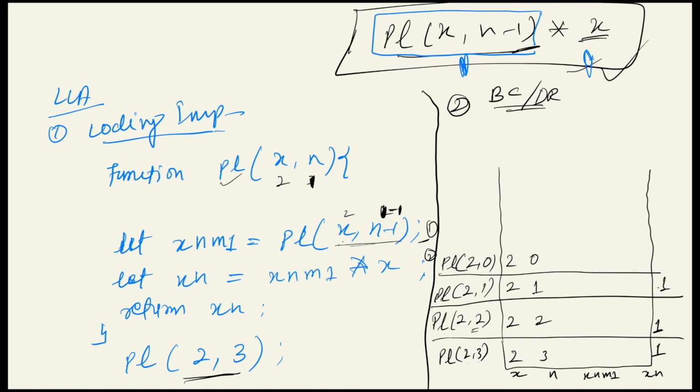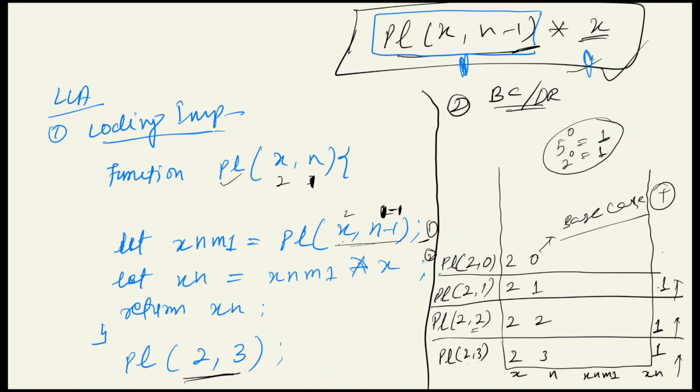Okay, so if we take 5 to the power of 0, the result is 1, and 2 to the power of 0 will also be 1. So this is our base case. Now the value of n is 0, so this will be our base case. Till now we have just been executing our stack from bottom to top, right? This is top, this is bottom, and now we will implement this base case.